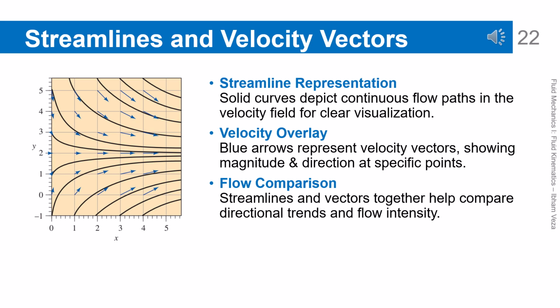Streamlines and velocity vectors. Streamlines are drawn as continuous curves that represent the flow paths in the velocity field. Velocity vectors are shown as arrows indicating the magnitude and direction of the flow at specific points. When both are displayed together, the flow structure becomes much clearer. This pattern helps compare flow direction and intensity at different locations. This combined representation is very commonly used in flow analysis and visualization.